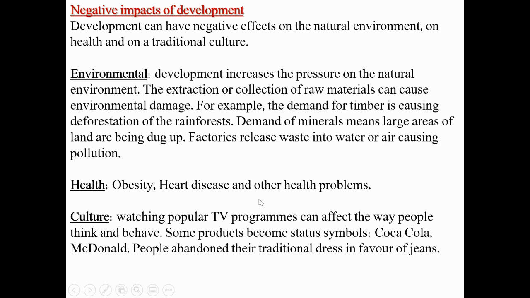Now, health: obesity, heart disease, other health problems. We see that as a result of globalization. So we talked about the McDonald's index, talked about the fact you can get McDonald's pretty much anywhere. Now, there are positives to that. It can be good for a country's economy to get these companies in to employ people and to sell things, but it can also have this downside.